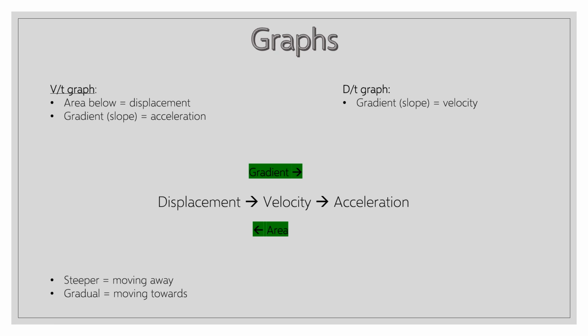Just a little bit more background on graphs. You have your velocity time graph. The area below is your displacement. The gradient is your acceleration. Your displacement time graph, the gradient is velocity.